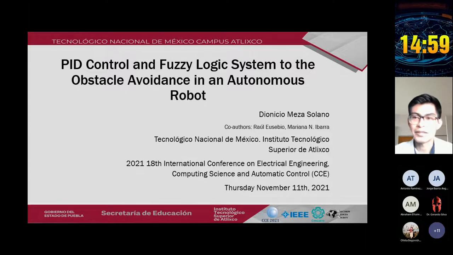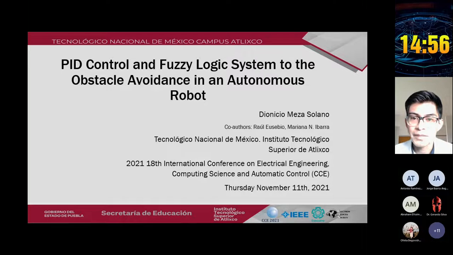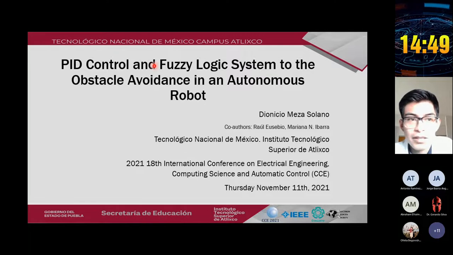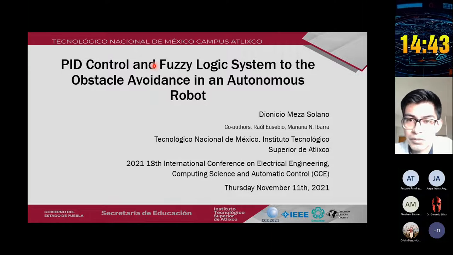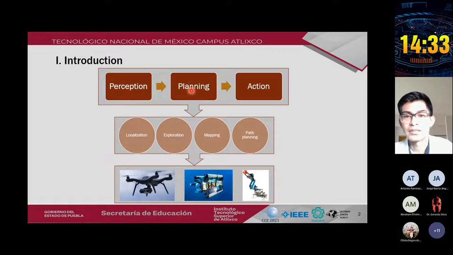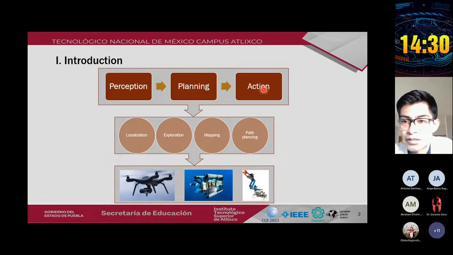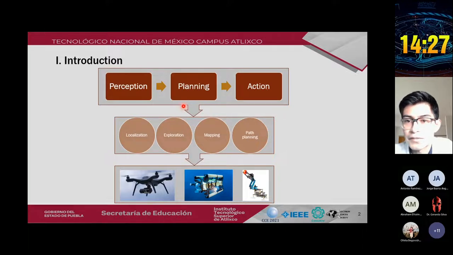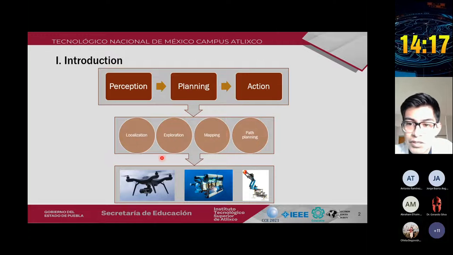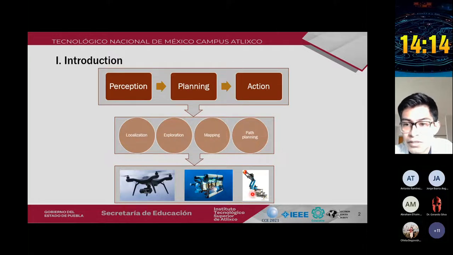Hello, everyone. My name is Dionisio Mesa, and the co-authors are Raúl Eusebio and Mariana N. Ibarra. We are from the Tecnológico Nacional de México, Campus Atlixco. And I am going to present the work entitled PID Control and Fuzzy Logic System to the Obstacle Avoidance in an Autonomous Robot. Introduction. There are three basic functions in the robotics field: perception, planning, and action. These are accepted and used in combination to solve different tasks like localization, exploration, mapping, path planning, among others. The robotic detection and obstacle avoidance applications include aerial robots, aquatic robots, armed robots, and so on.